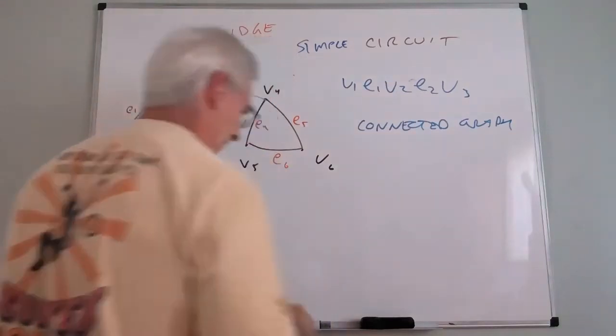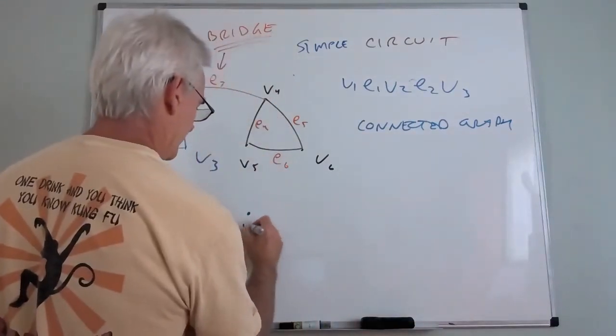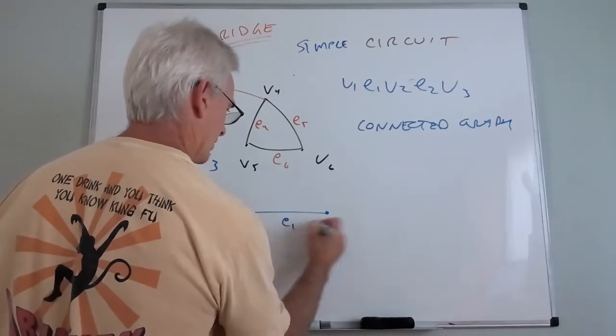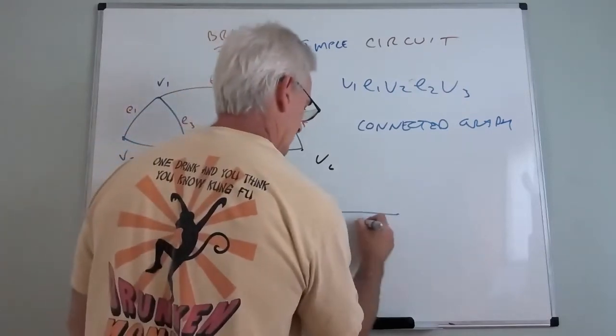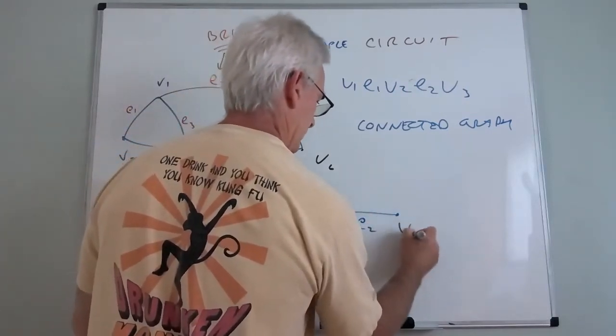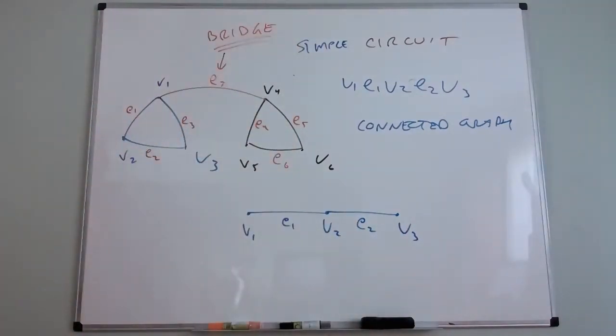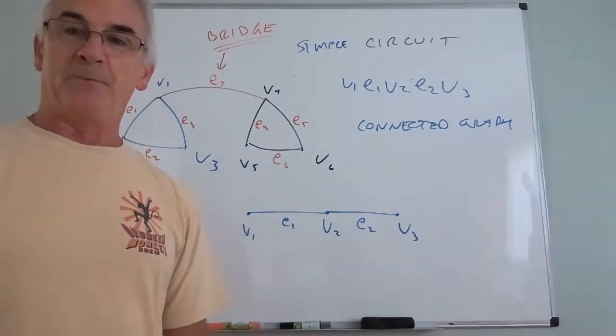So let me do a really complicated graph here for you. V1, edge 1, V2, edge 2, V3. Is this graph connected? Yes or no? It's pretty exciting. Yes. Do I have any bridges?